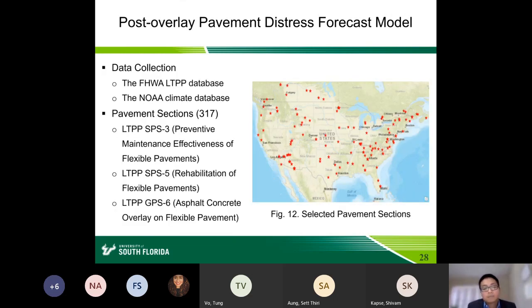So first, data collection. The data was collected from two databases, the FHWA LTPP database and the NOAA climate database. The selected pavement sections are illustrated in Figure 12. These pavement sections are from three LTPP programs.